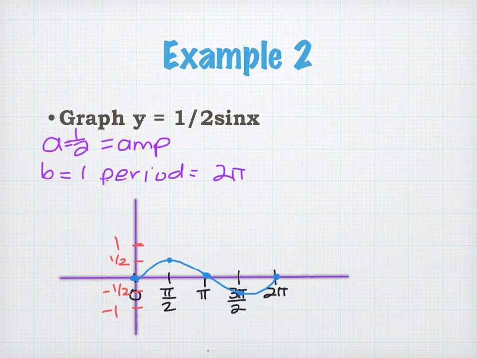Yep. So since we do the absolute value of amplitude, it will never be negative? Amplitude will never be negative. The negative is going to flip it upside down. So instead of going up, we come down. But the amplitude will always be positive. Has to be positive.